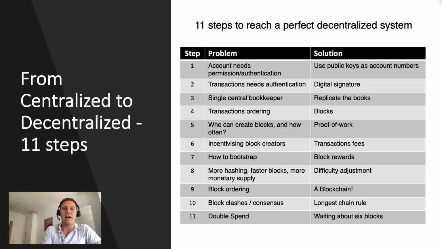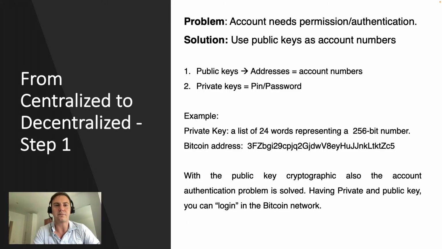So let's start. There will be in total 11 steps in order to move from a centralized to a decentralized world. And we need to go through all of them in order to understand the magic, how smart was the idea of Satoshi Nakamoto, and how big is the breakthrough that blockchain is representing for the world. And let's start with the first one.